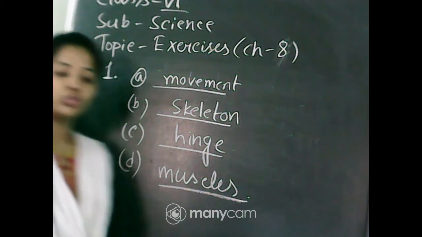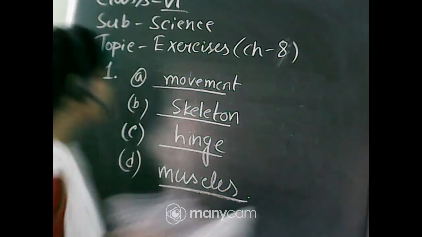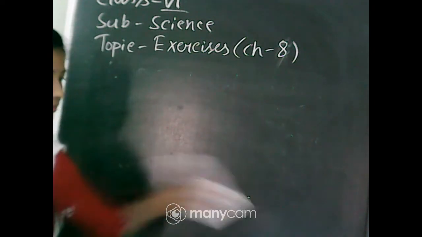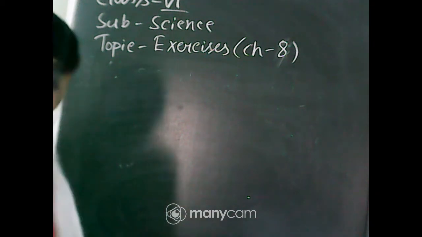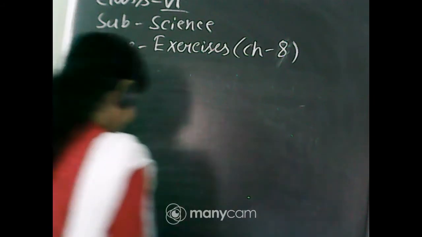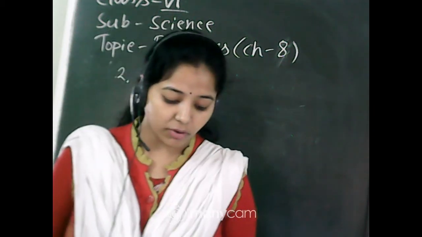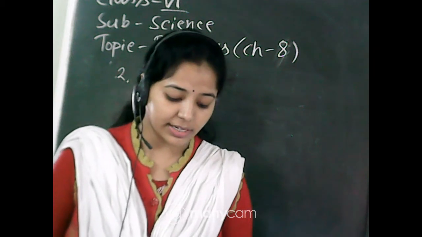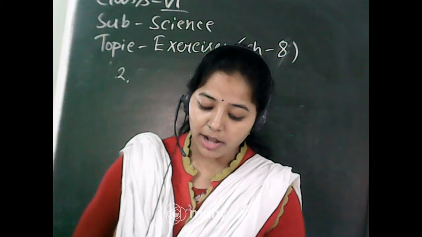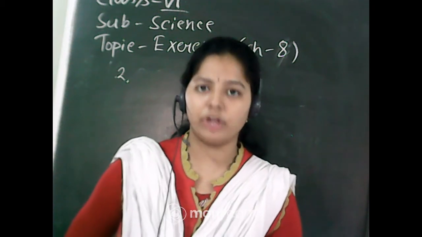Now comes to true false. Let's begin with true false. Indicate T for true and F for false among the following sentences. The movement and locomotion of all animals is exactly the same. Is it true? What do you think?